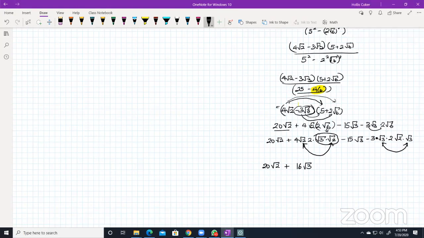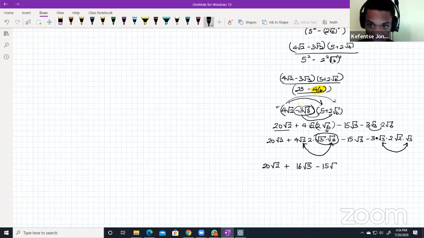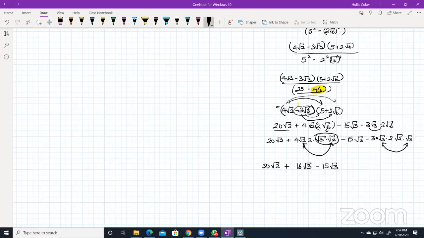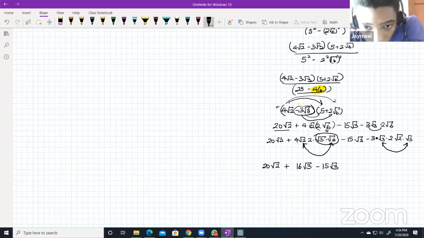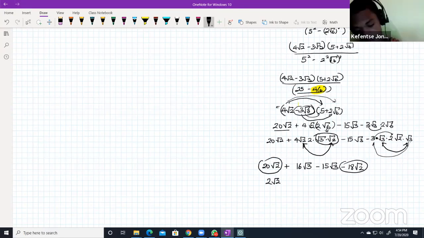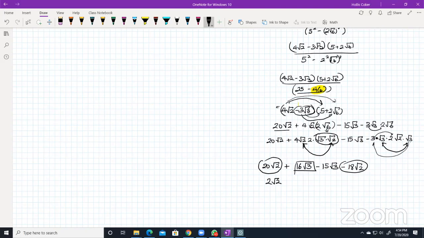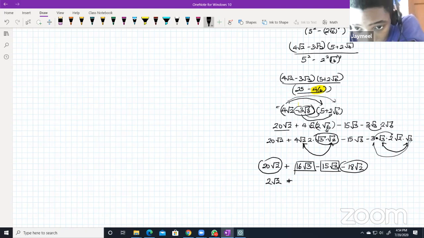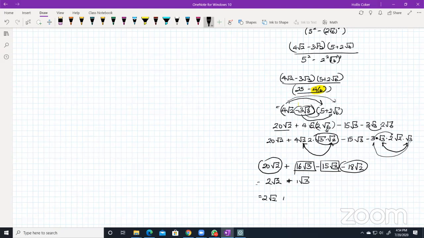That makes sense? Yes, sir. Minus 15 root 3. And this one, root 3 by root 3 is 3. 3 3s are 9 by 2, 18 root 2. Of course, you have 20 times root 2, and you're taking away 18 root 2, you remain with 2 root 2. And 16 times root 3 minus 15 root 3. 16 minus 15 is 1, right? Or just root 3. And that's the answer: 2 root 2 plus root 3.